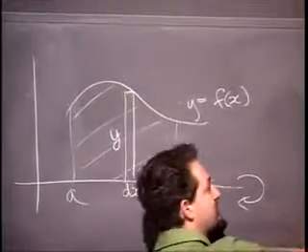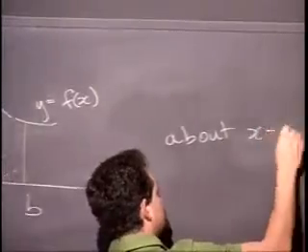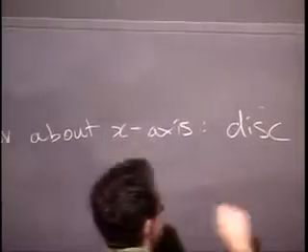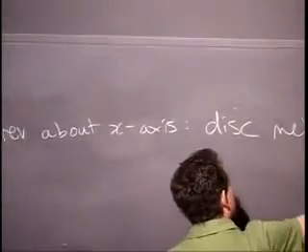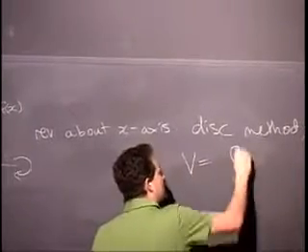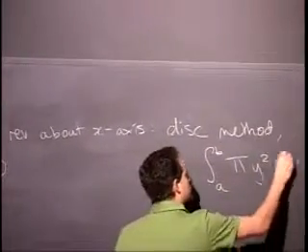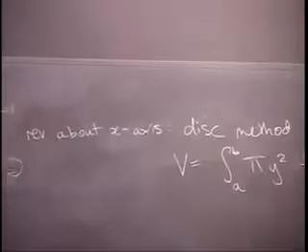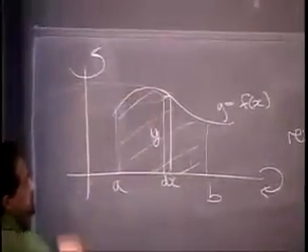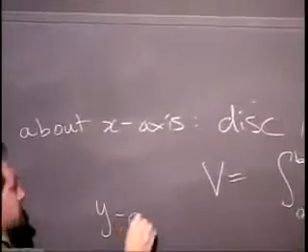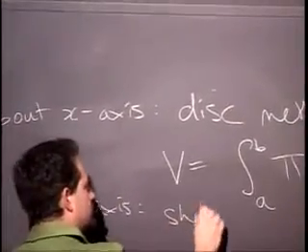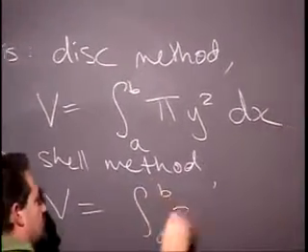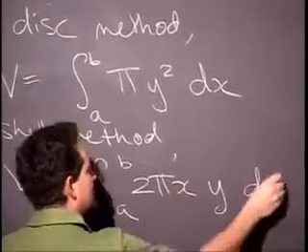So about the x-axis, disk method. Revolve about the x-axis, disk method, and the volume is the integral from a to b, pi y squared dx. But if you're going to revolve this around the y-axis, you get a shell. And the volume is now the integral from a to b, 2 pi x y dx.